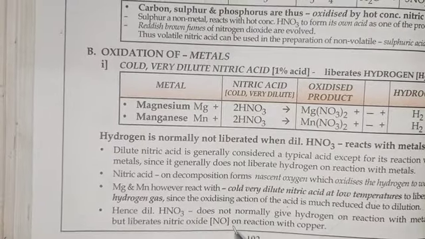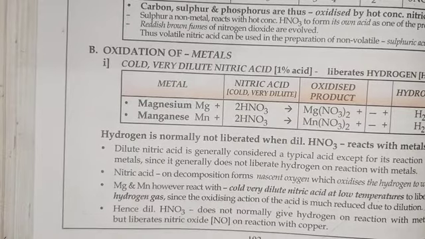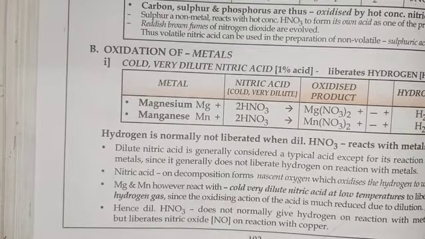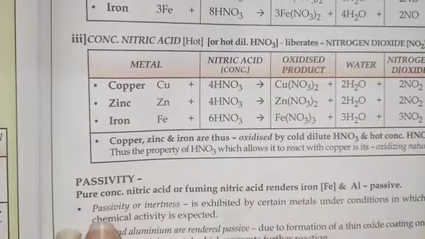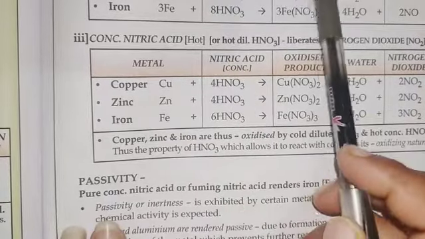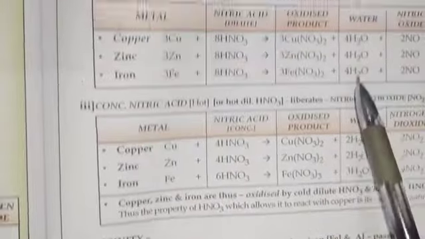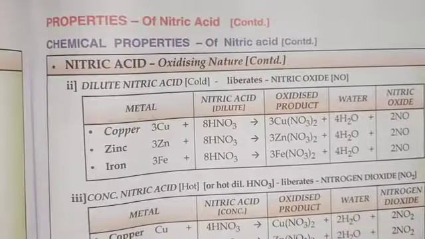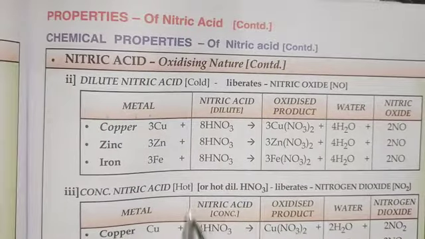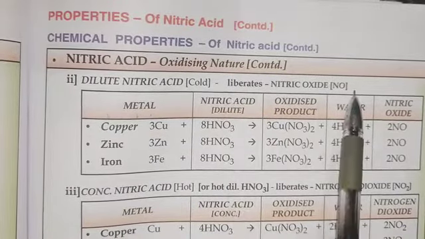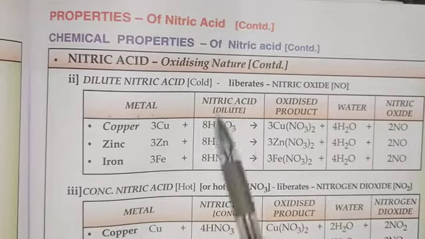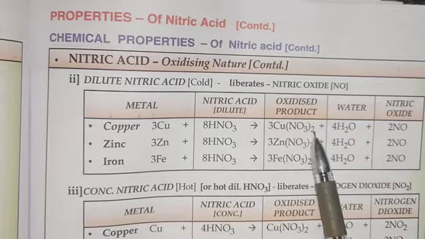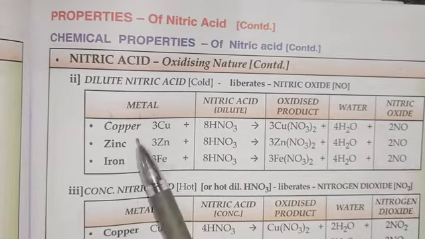So HNO3 does not normally give hydrogen on reaction with metals, but it liberates nitrogen oxide on reaction with copper, as you have seen. Dilute nitric acid liberates nitric oxide. So you can see that copper reacts with dilute nitric acid and gives copper nitrate, water and nitric oxide. Similar reactions occur with zinc and iron.